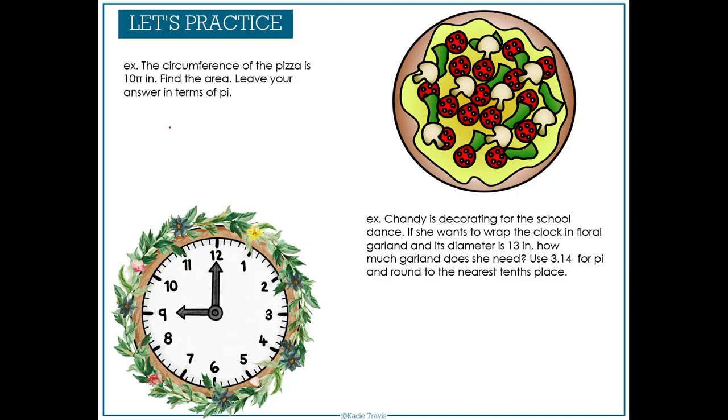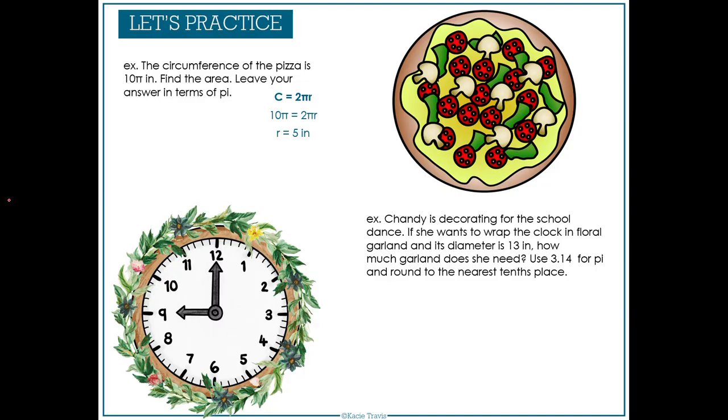Let's go through and look at our two equations that we are going to solve. It says for this first one, the circumference of the pizza is 10 pi inches. They want us to find the area and leave it in terms of pi. So we are given the circumference here. We know the circumference is 2 times pi r. So if the circumference was 10 pi, then half of 10 gives us our radius, which is 5.